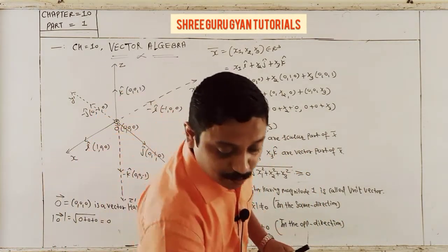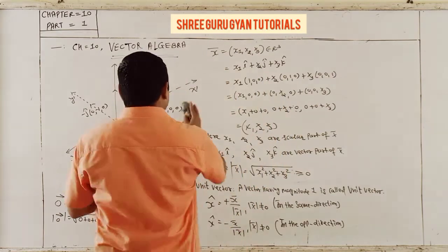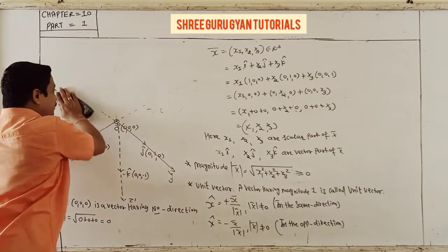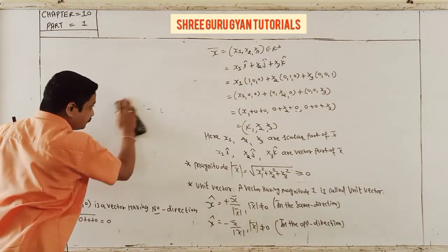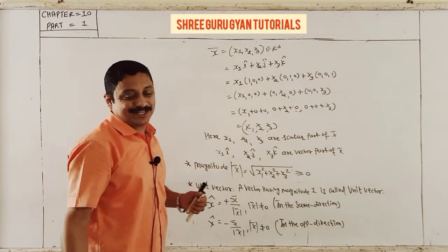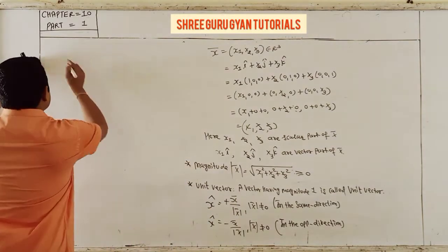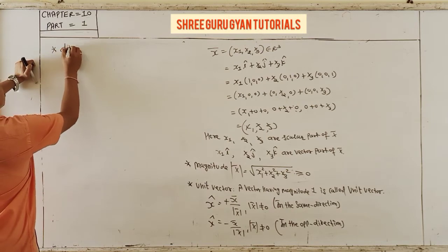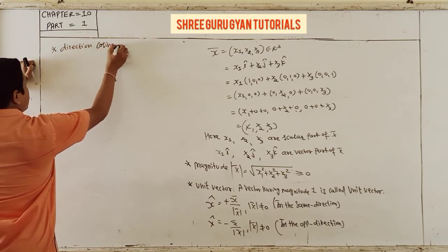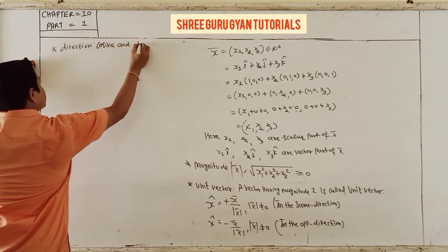Now I go to the next point, direction cosine. Very interesting chapter, and students, a very easy chapter. Only the points need to be properly understood. Next, direction cosines and direction angles.